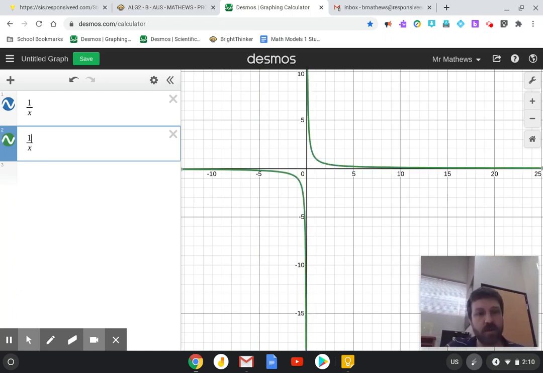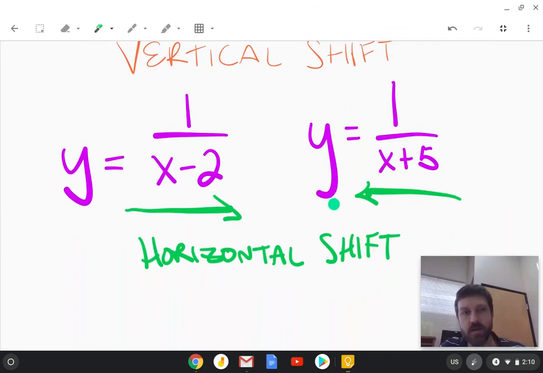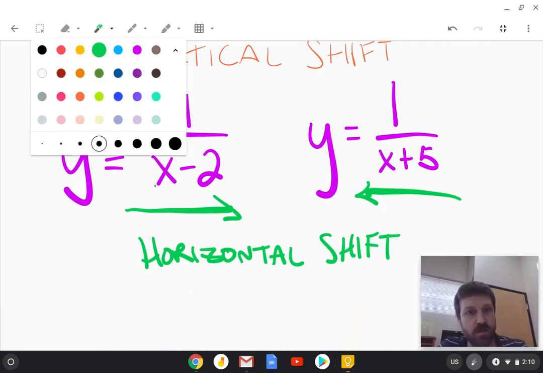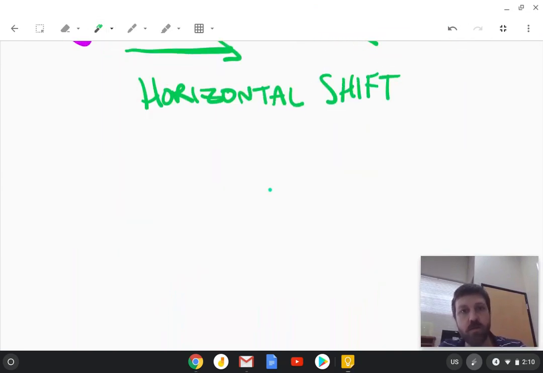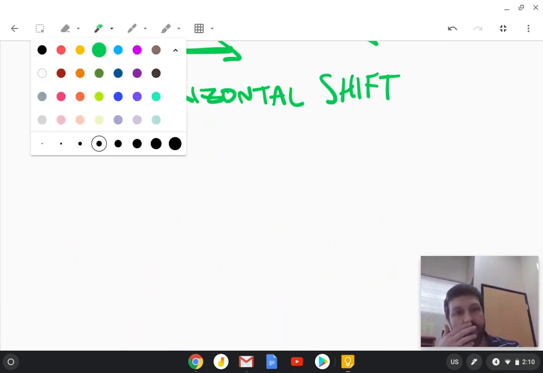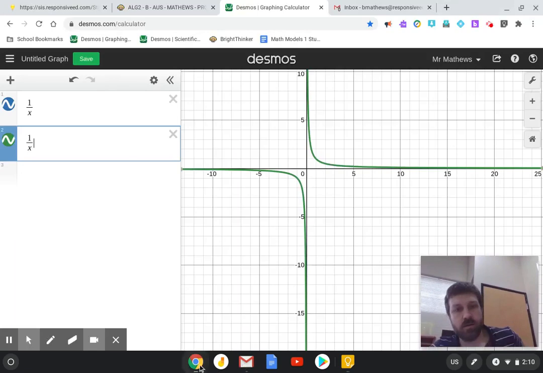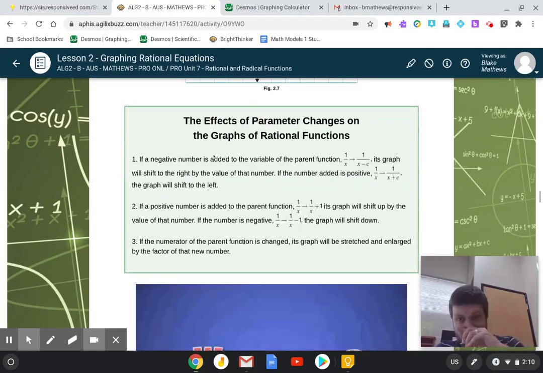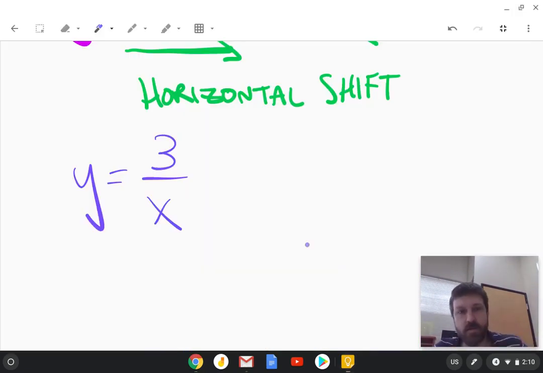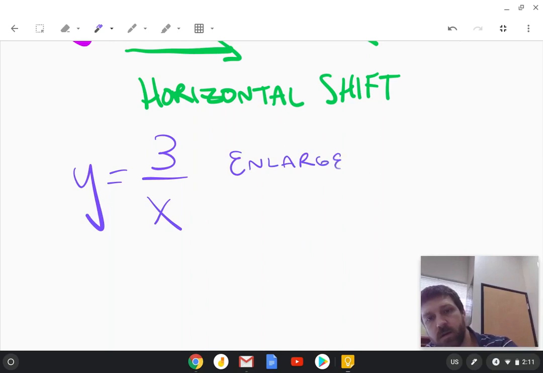The last type of shift we want to discuss is what happens when I change the number on top of that fraction. So what if I change the number there to y equals 3 over x? Well, when I do this, it's what we call an enlargement or a dilation.